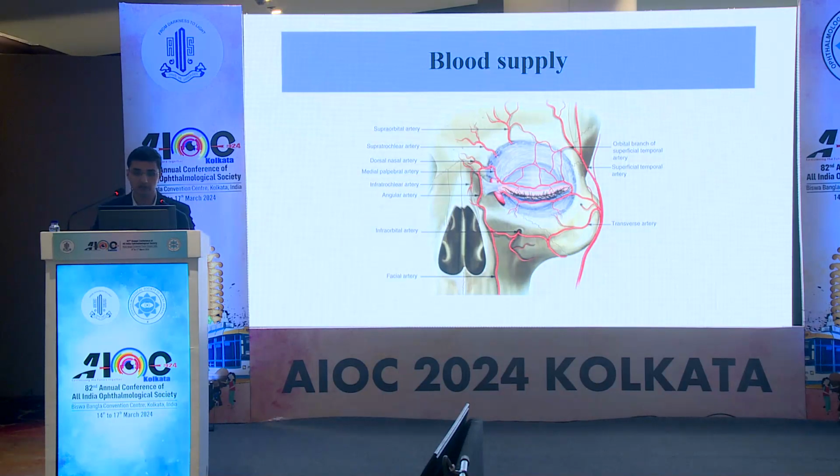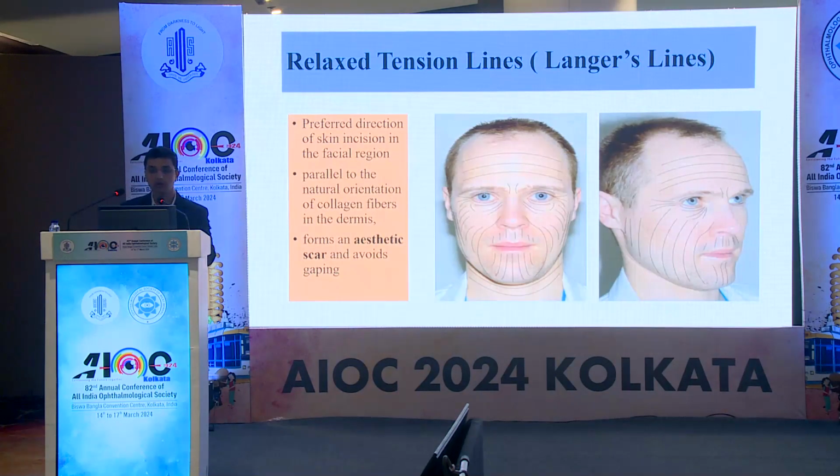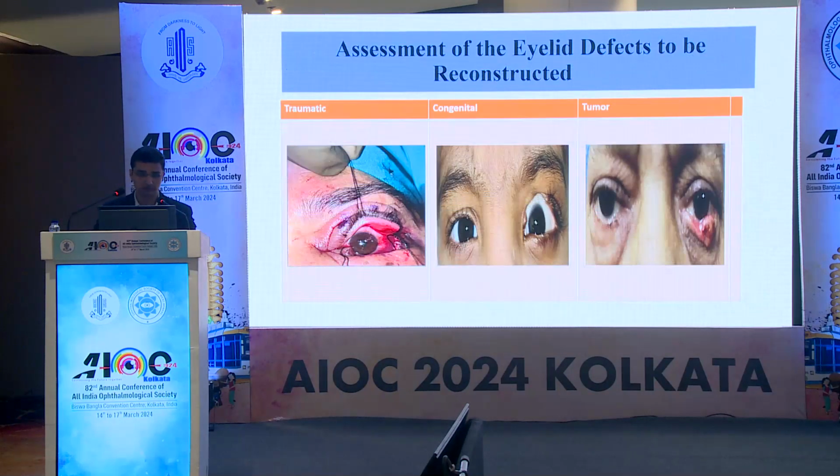Now this is a slide showing the relevant vascular supply around the orbit. Important is the presence of the superficial temporal artery, as one of the named island flaps is based on this superficial temporal artery. What are Langer's lines? These are the relaxed tension lines. These are the preferred direction of the skin incision in the facial region. They lie parallel to the natural orientation of the collagen fibers in the dermis. They form an aesthetic scar and avoid gaping whenever the incision is given along these lines.